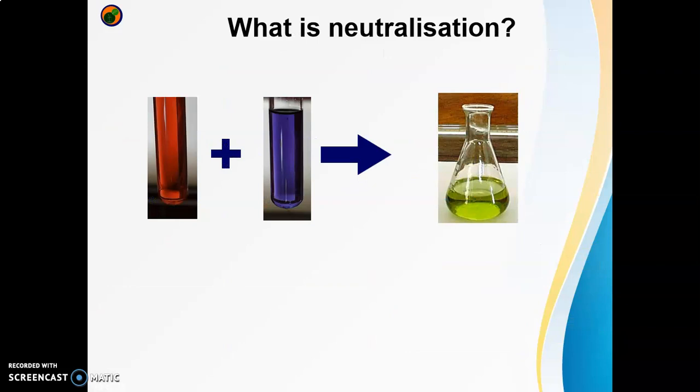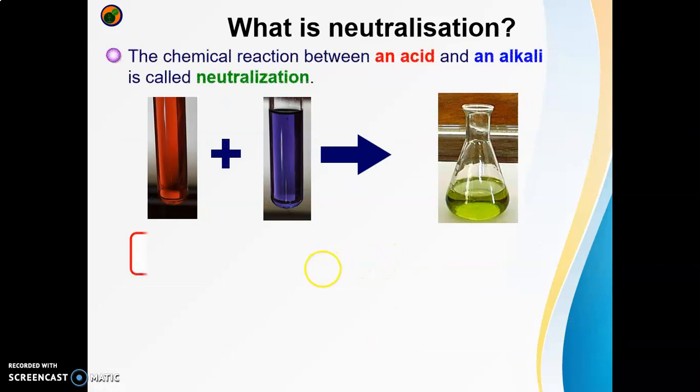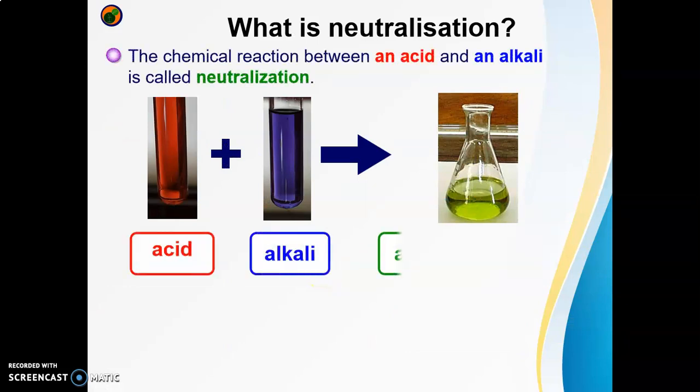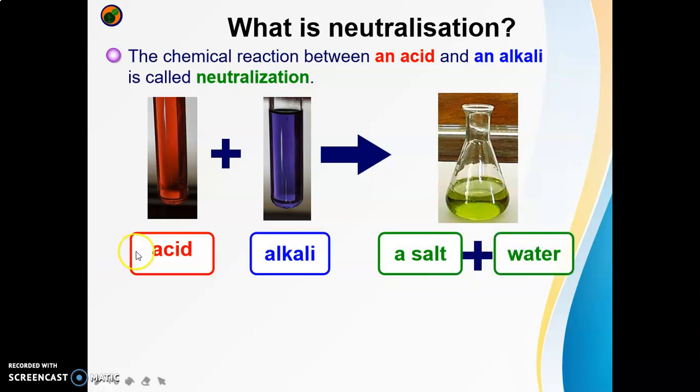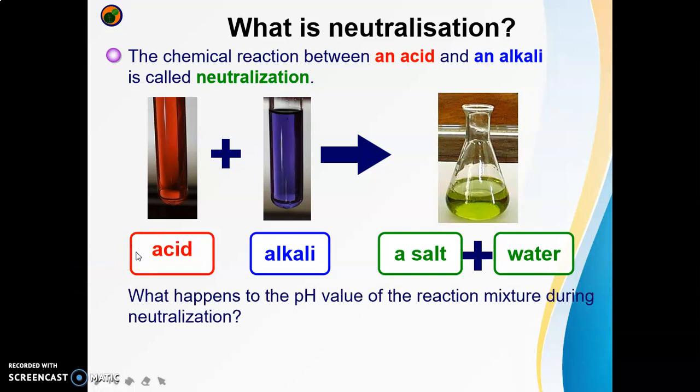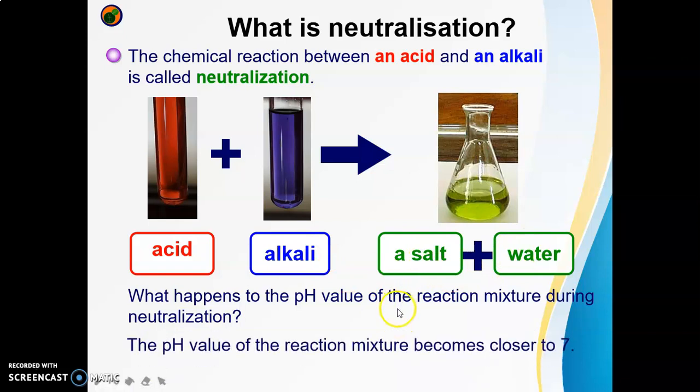What is the neutralisation process? It is when you take the acid and react it with the alkali to form salt and water. The acid's pH value is less than 7, and the alkali's will be more than 7. In the neutral part of the reaction, where you get salt and water, the pH will be nearing 7. This is what we call the neutralisation process.